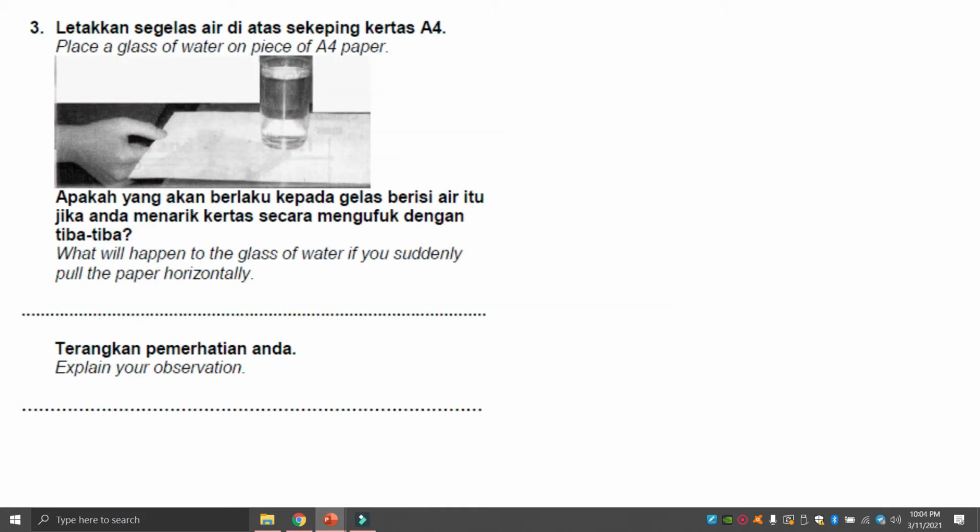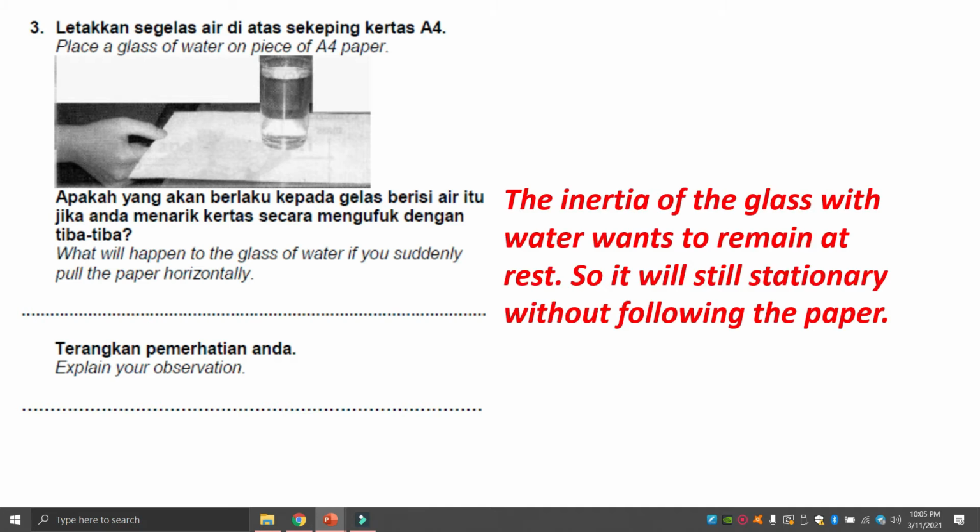And then another example: if you put a glass of water on top of an A4 paper, what will happen to the glass of water if you suddenly pull the paper horizontally? The inertia of the glass with water wants to remain at rest, so it will still be stationary without following the paper. This one is actually the same as the coin on top of the cardboard just now. You can see the coin drops straight into the glass. So this one is also the same. It will stay in place without following the A4 paper.